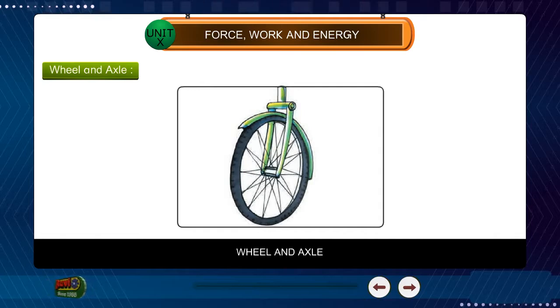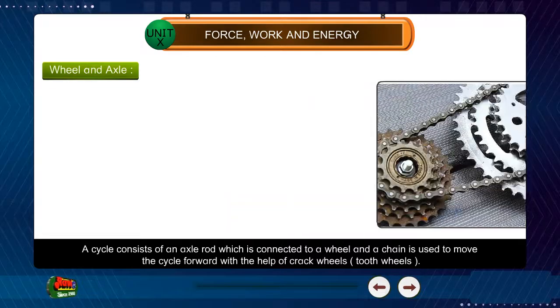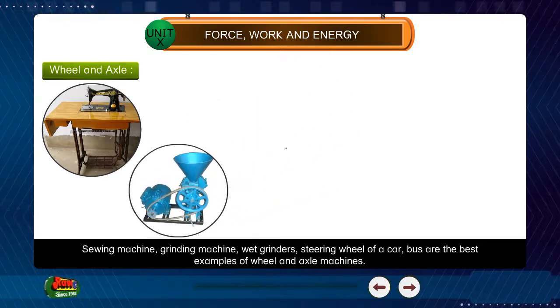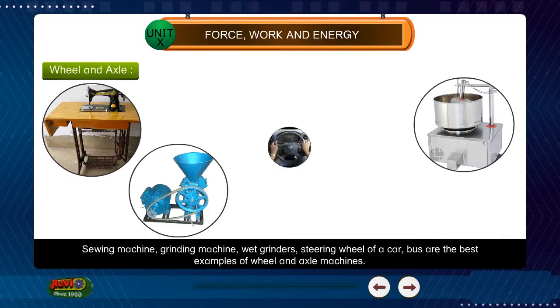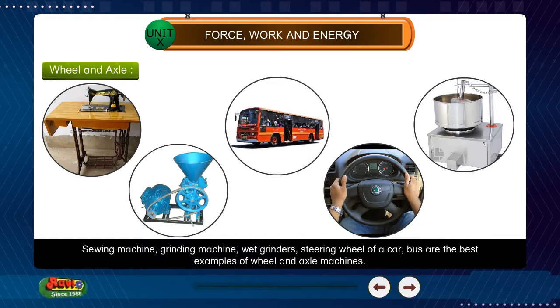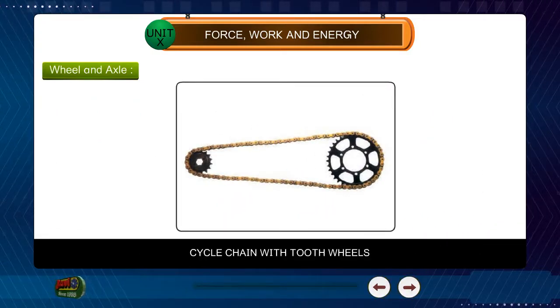Wheel and axle. A cycle consists of an axle rod which is connected to a wheel, and a chain is used to move the cycle forward with the help of crank wheels, tooth wheels. Sewing machine, grinding machine, wet grinders, steering wheel of a car, bus are the best examples of wheel and axle machines. Cycle chain with tooth wheels.